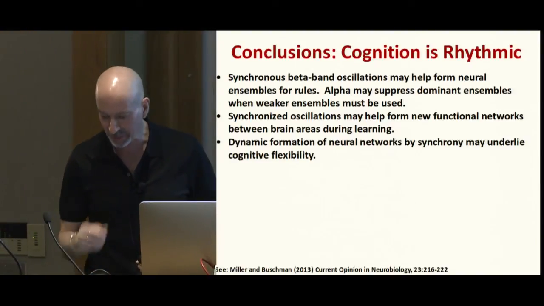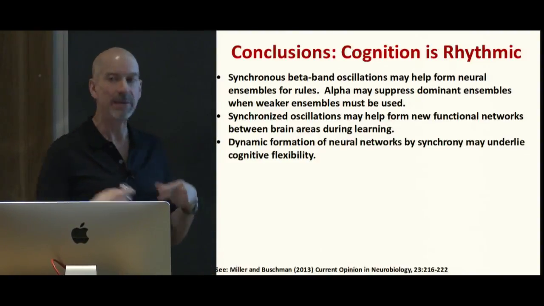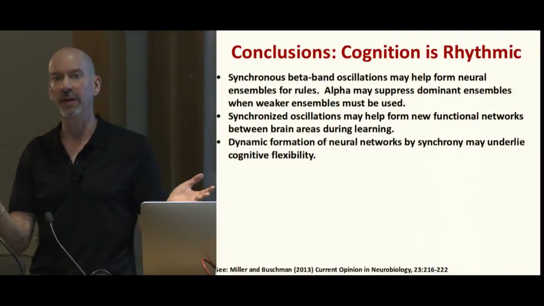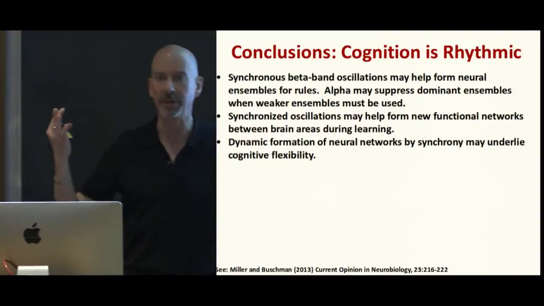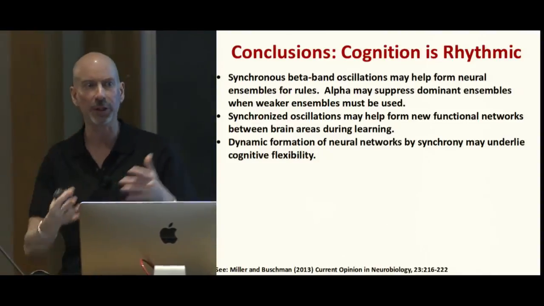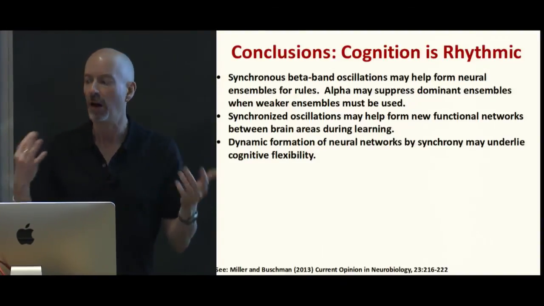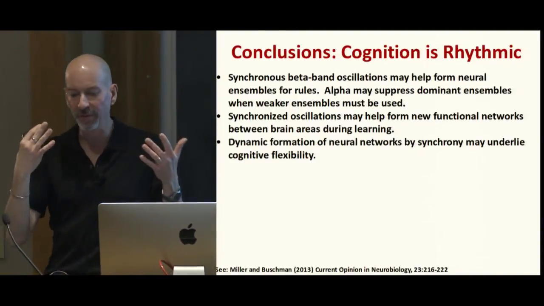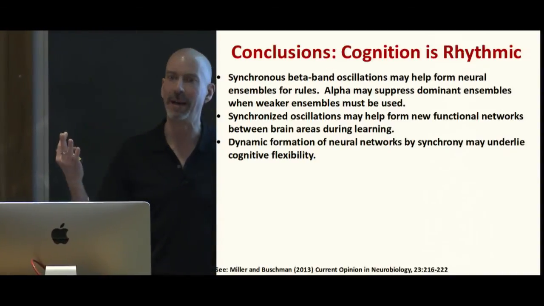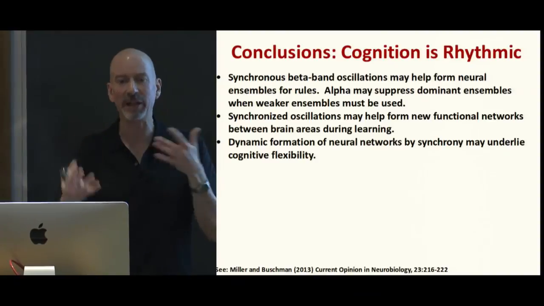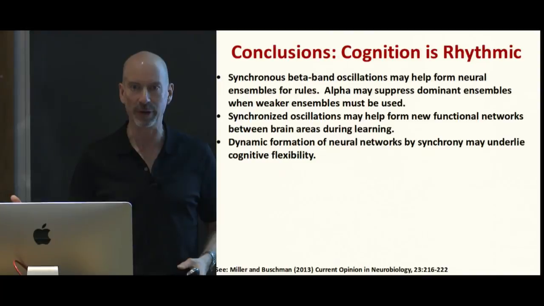And from these two observations, I would argue, and we would argue, and Tim Buschman and I have argued, that maybe this is the neural substrate for cognitive flexibility. One of the hallmarks of higher level cognition is flexibility in thought. You can change your mind from moment to moment. You can change what you're doing, change your thoughts on the fly. If networks in the brain only formed by virtue of anatomical connections, how do you have mental flexibility? How do you change your thoughts, your ensembles on the fly if anatomy is destiny in the brain?